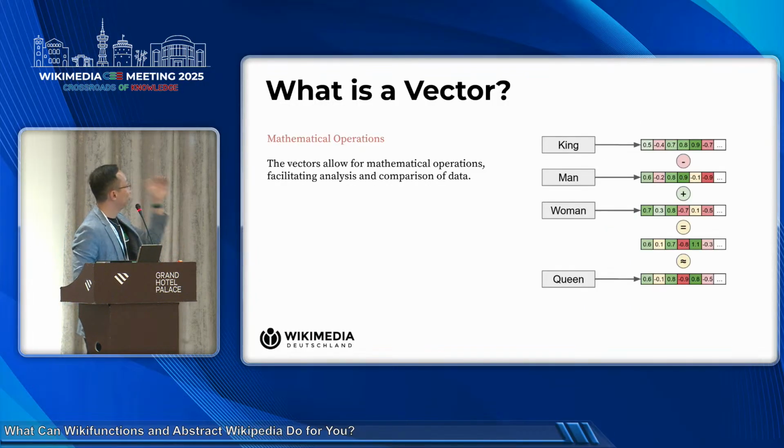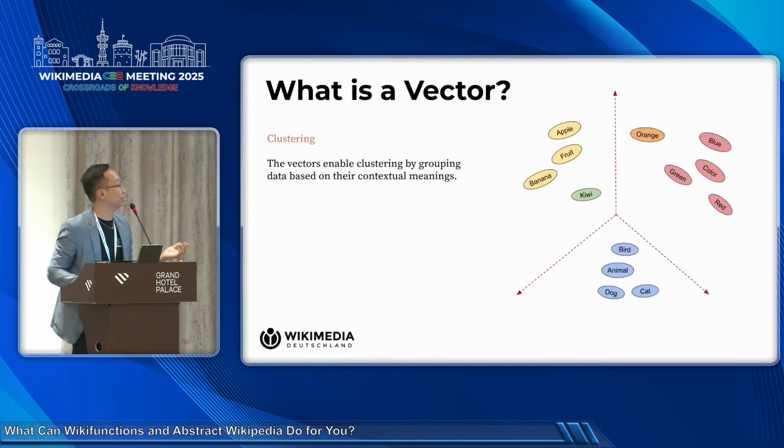So the vectors allow for mathematical operations, facilitating analysis and comparison of data. For all of us here who are not technically trained, this is a quick image. King is represented by this set of numerical numbers, minus man, represented by another set of numerical numbers, plus woman, which is another set of numerical numbers, equals a queen, right? And this is how the machine understands this, and not king, man as words in themselves, or as items or entities in themselves.